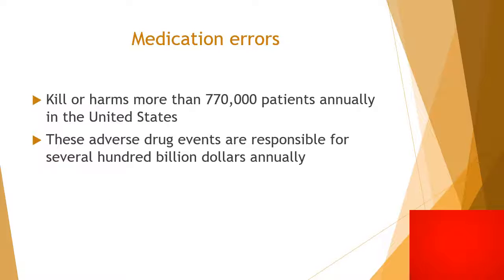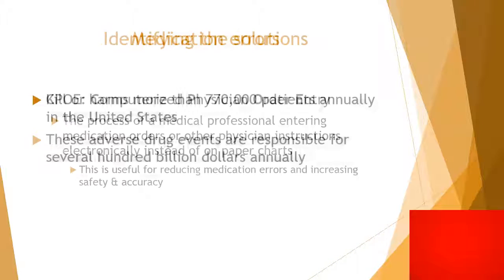Okay, so let's talk a little bit more about medication errors. They kill or harm more than 770,000 patients annually in the United States. And these adverse drug events are responsible for several $100 billion annually. So it's a huge problem at this hospital and really nationwide.